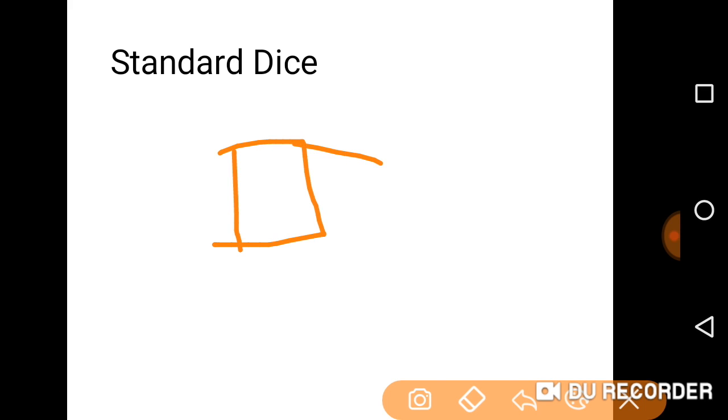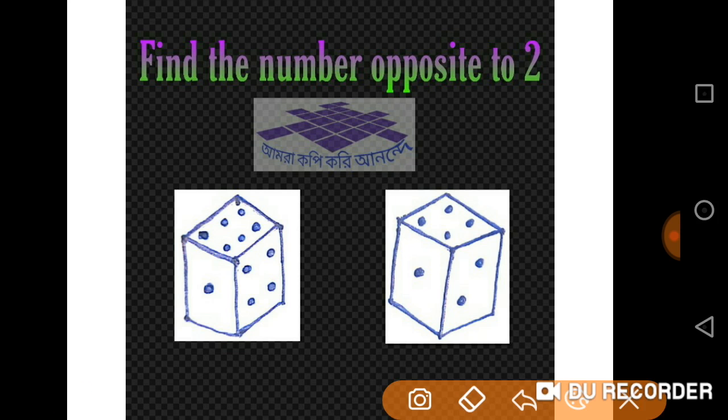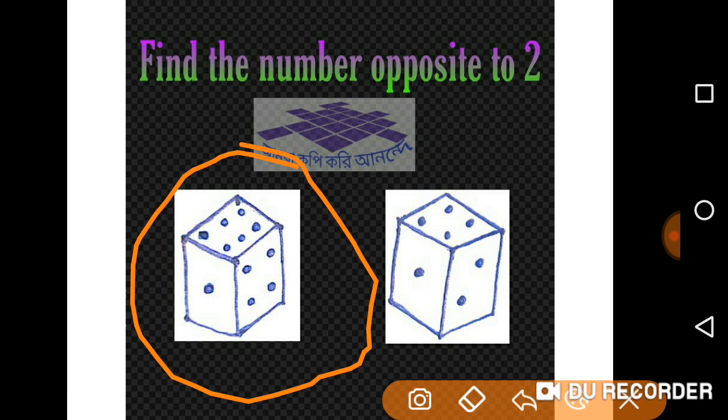And another thing, if 3 sides of a dice are given to you, how do you check whether that dice is standard or not? The trick is this. Suppose I am showing you this question. Consider here is 6, here is 4, here is 1. Take the sum of any two. 6 plus 1, that is 7. Now 6 plus 4, that is 10.